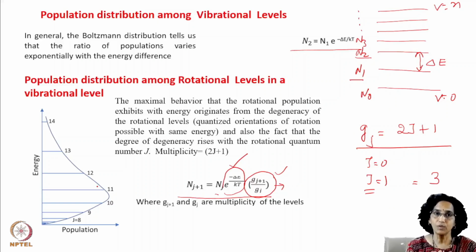So in the rotational levels, unlike the vibrational levels, the population has a maximal distribution, and therefore it peaks at some particular value. Where it would peak, for example, I have just shown somewhere at around J equal to 11, will depend on the temperature. Depending on the temperature, there would be a maximal effect decided by these two factors, and the population would peak at that particular level.